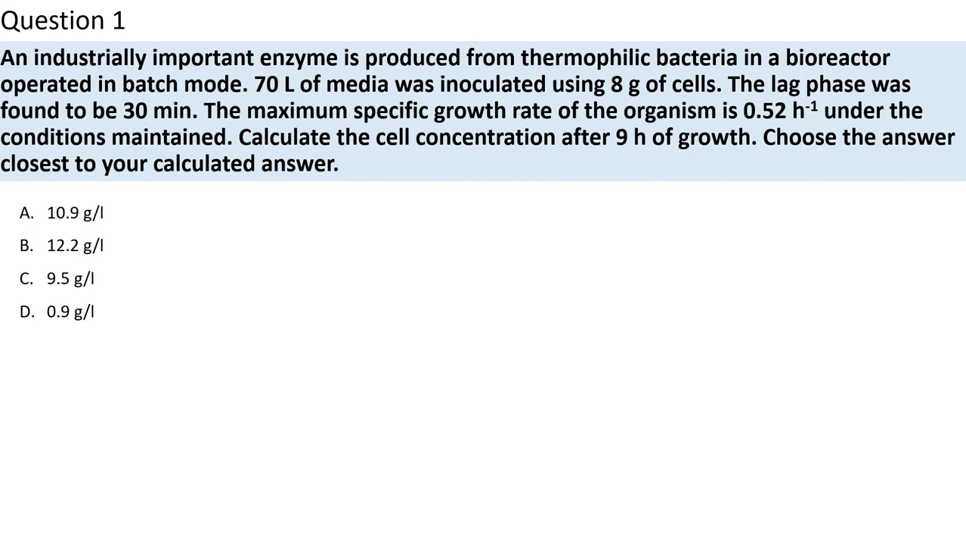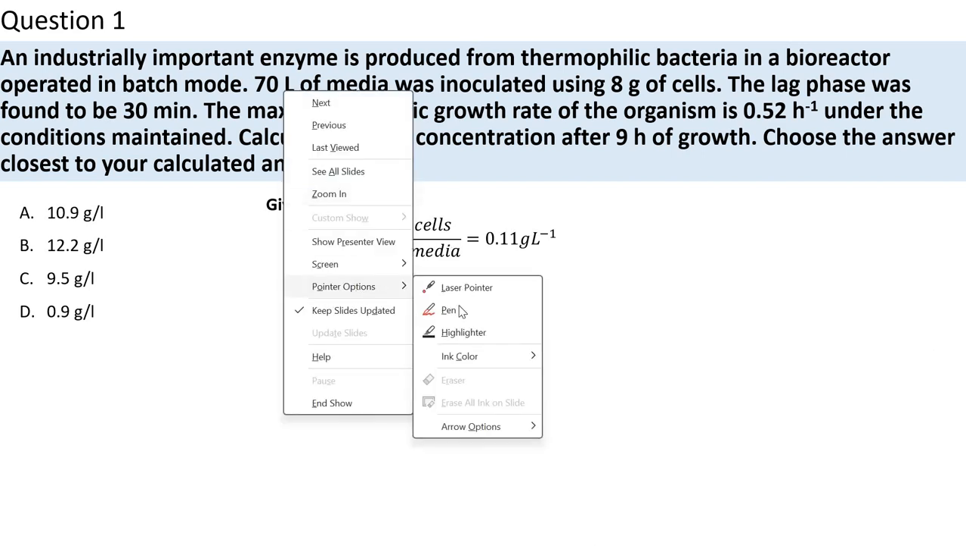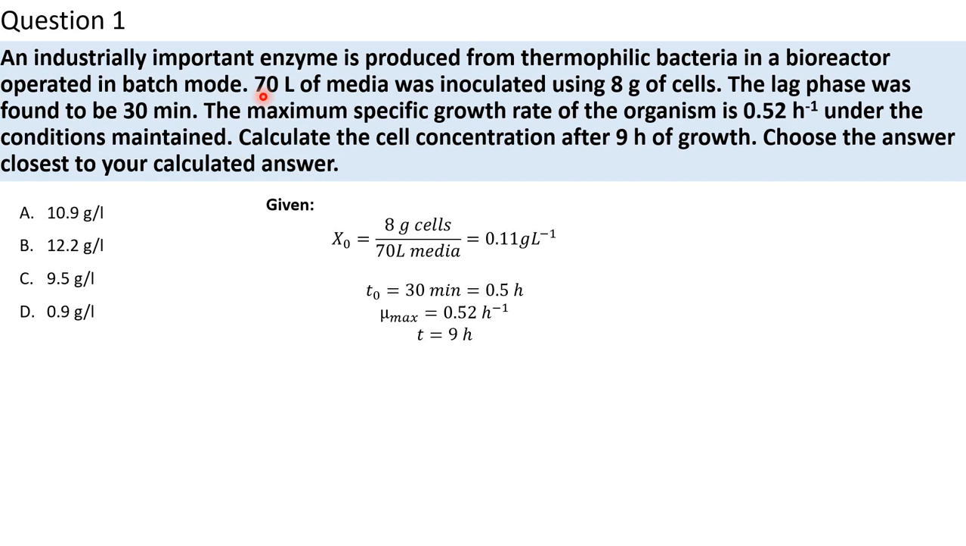As per problem solving, what we have to do at first is write the given data. Just a minute, I'll take the laser pointer. What they have given here is 70 liters of media was inoculated using 8 gram of cells. From this we can calculate x naught is equal to 8 gram of cells in 70 liters of media, which gives us 0.11 gram per liter of cells. That's your x naught. And t naught is the lag time, which is 30 minutes. We have to use everything in the same unit, so I have changed it to hours.